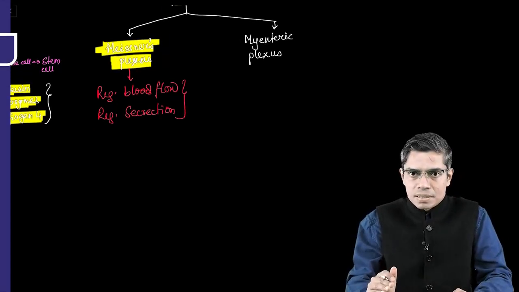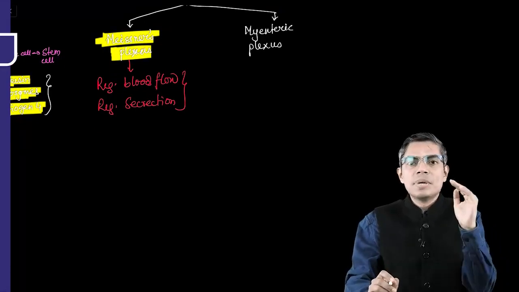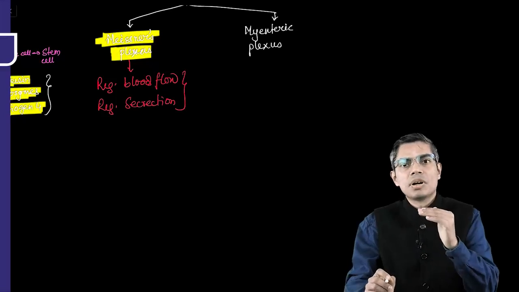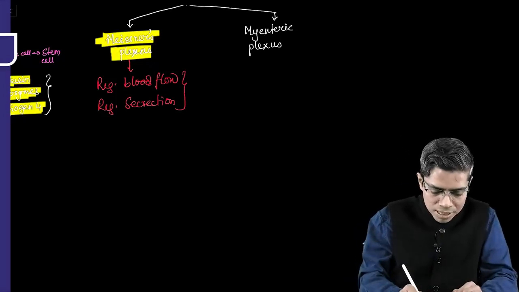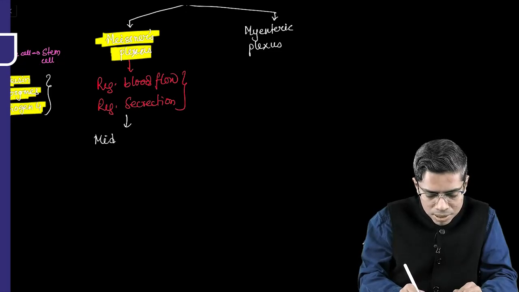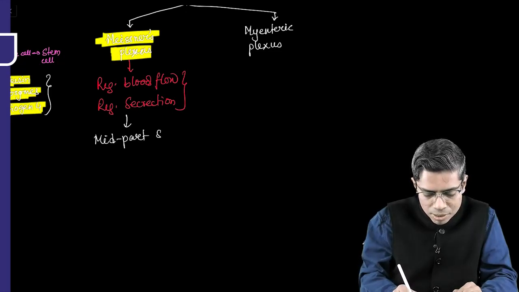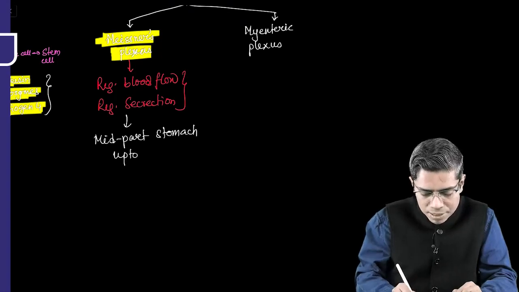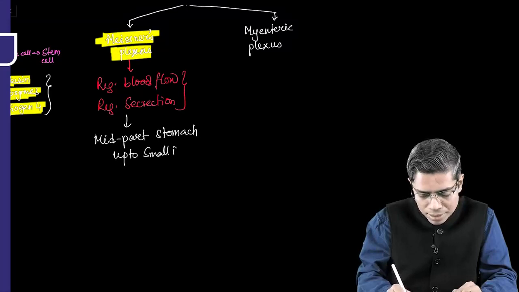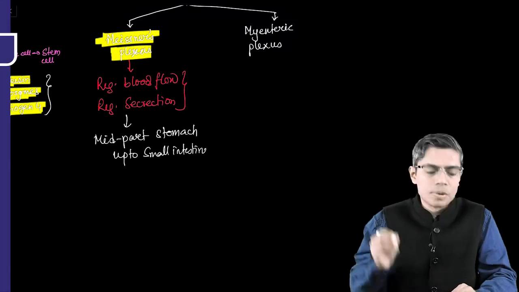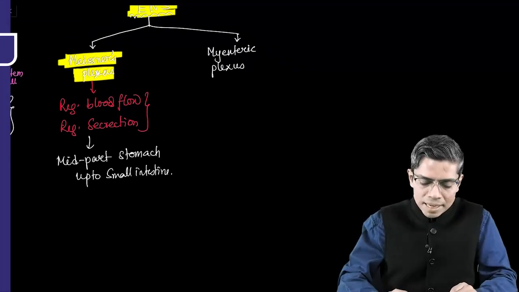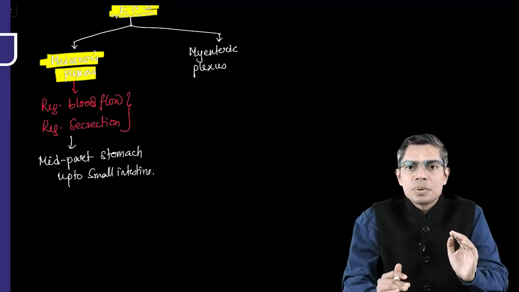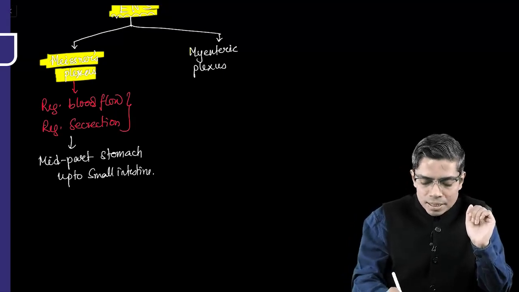And Meissner's plexus is located from the mid portion of the stomach up to the level of small intestine, right? So this is located from the mid part of the stomach up to the level of small intestine. But if you look at the myenteric plexus, it is located through and through the GIT, starting from the esophagus up to the level of the anal canal.